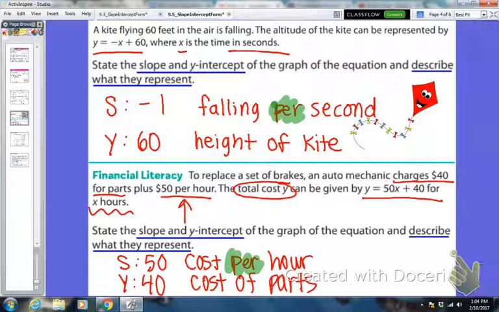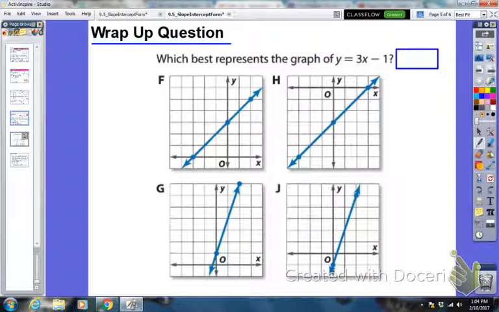So let's talk about 2 quick wrap-up questions. Which best represents the graph of y equals 3x minus 1? So you should first identify that this is your y-intercept. So this one's out because negative 1's right there. This y-intercept, negative 1's down here, so that's wrong. This is positive 1, so that's out. So the answer is J.